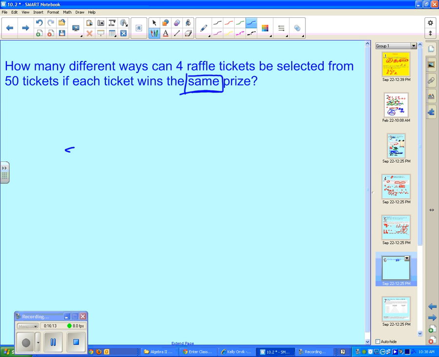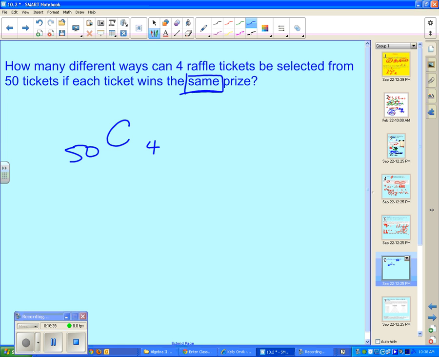So I still have 50 people that I'm picking from. I still have 4 that I'm picking. But this is going to be a combination situation. Questions? Should this be more or less than the previous?